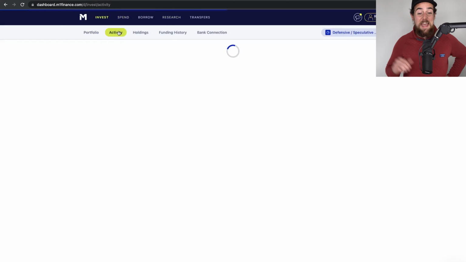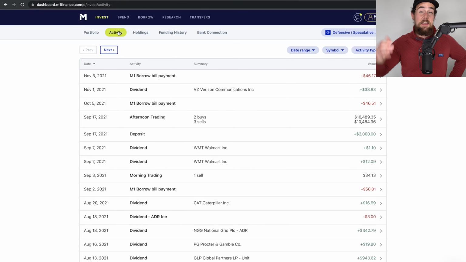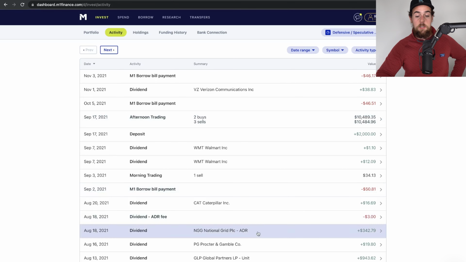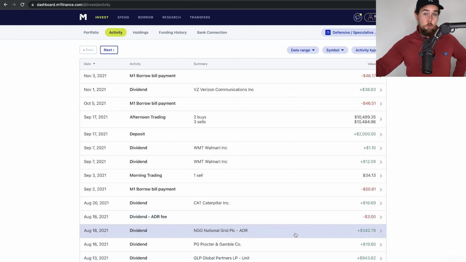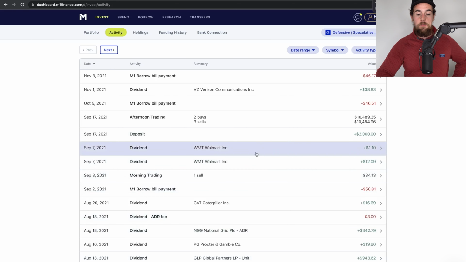Now, if you jump over to the activity tab here, you can see everything that's been going on with your M1 Finance account. So in my case here, you can see I earned a couple of dividends. This one was pretty big from GLP Global Partners. I earned a dividend of $943.62. Earned a dividend here from National Grid of $342.79. That was a stock that I had sold. And you can also see here dividends being earned.